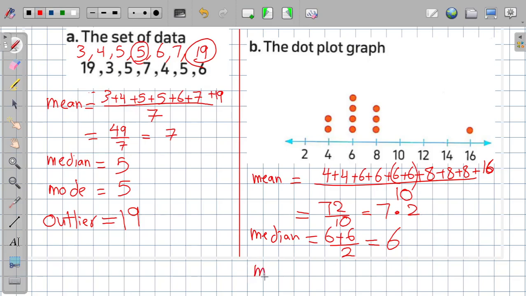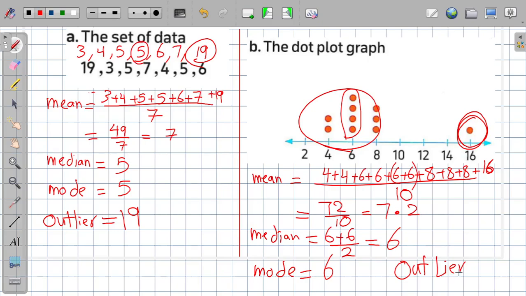Next, I have the mode. What is the value that occurs most often? So I have 4 6s. So I will say the mode is equal to 6. Next, I have the outlier. Where is the outlier? I think here 16 lies outside the group of dots. So I will say that the outlier here is equal to 16.